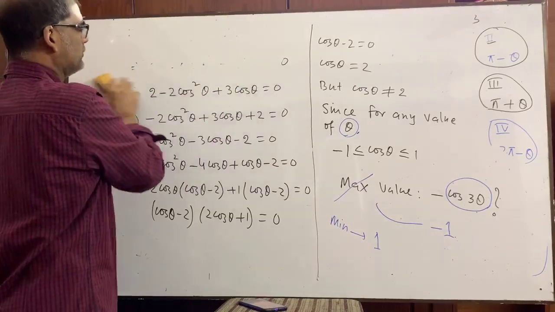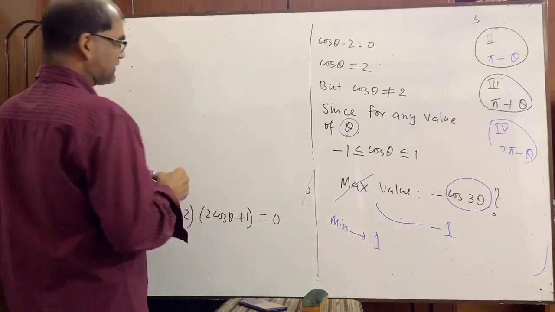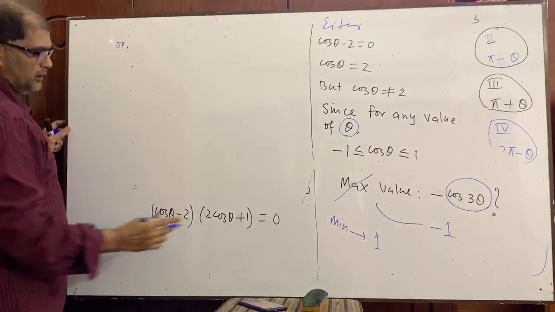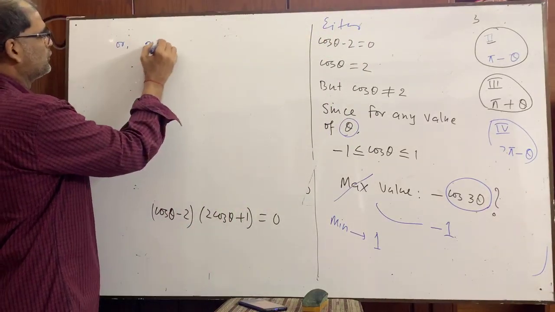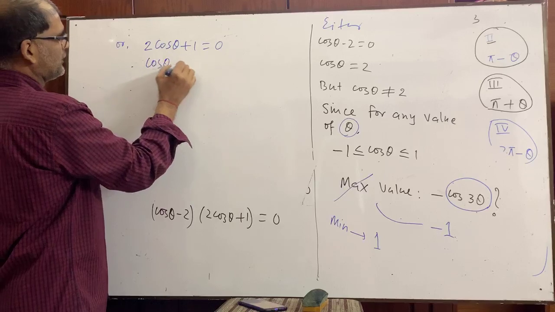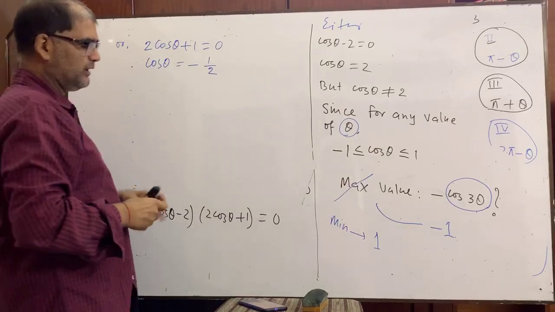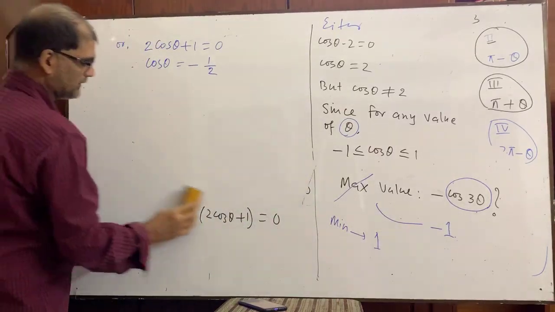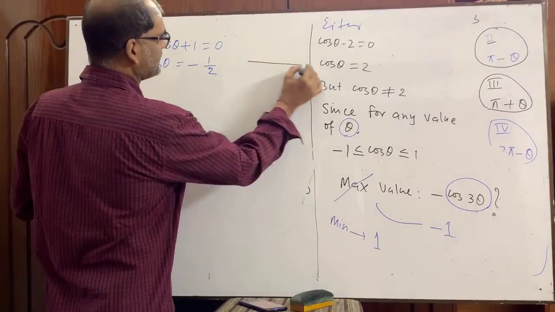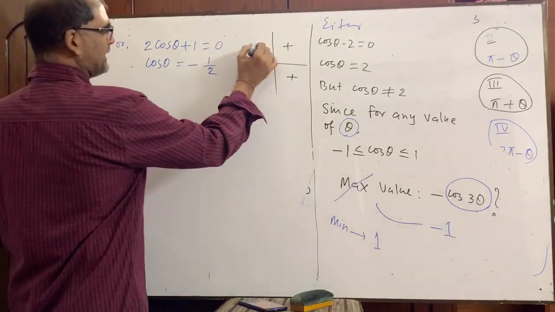After that, you write down 2 cos theta plus 1 equals to 0. Here cos theta equals to what? Minus half, right? Now you see where cos theta is negative. All are positive here. Cos here positive, right? So cos theta negative.